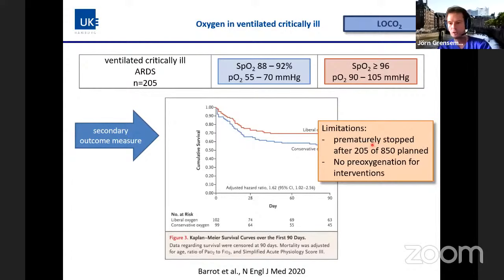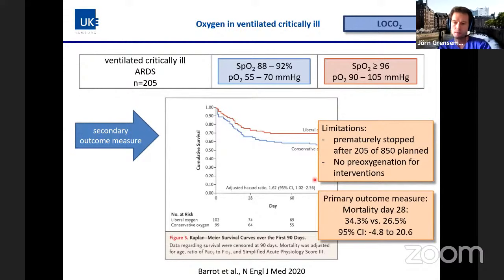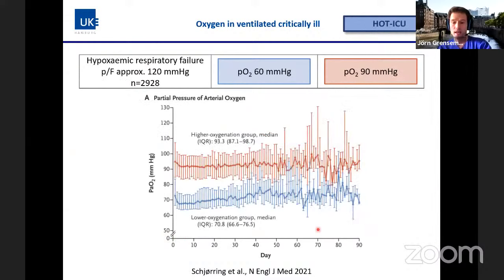It was prematurely stopped after just a quarter of the planned patients, and those patients were in moderate or severe ARDS with a mean inspiratory fraction of oxygen of 80%. And those patients did not receive pre-oxygenation, and I presume that this may have led to the increased mortality in the conservative oxygen group, and for the primary outcome measure, there was no difference.